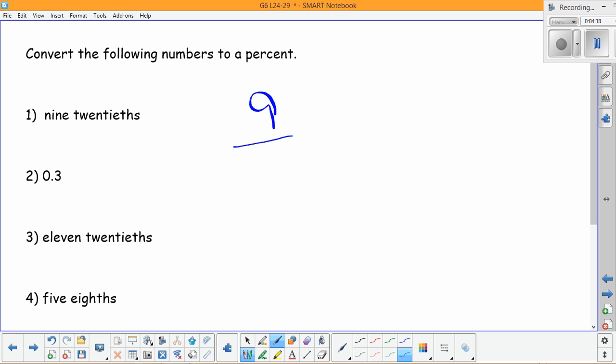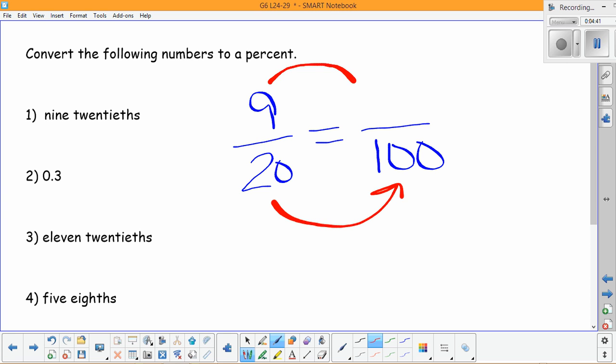9/20 looks like this. And the easiest way that I can tell you to convert a fraction to a percent is to make it out of 100, because percent literally means per 100. So I need to find an equivalent fraction where the denominator is 100. So equivalent fractions have this relationship where we can multiply by a number to get the other fraction, or divide. But 20 times 5 is 100, so 9 times 5 is 45.